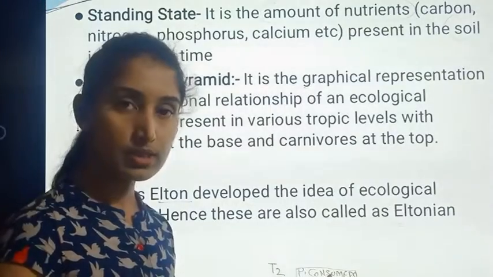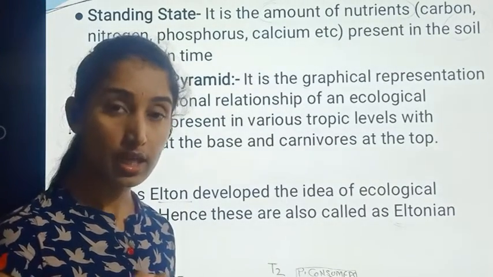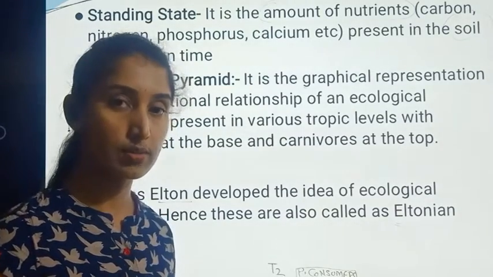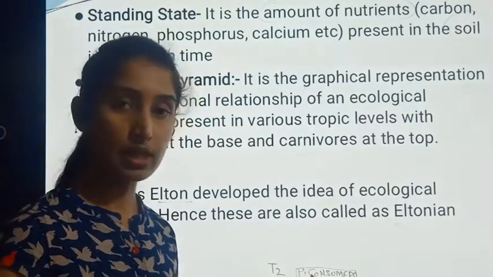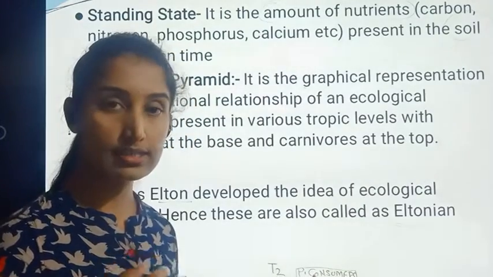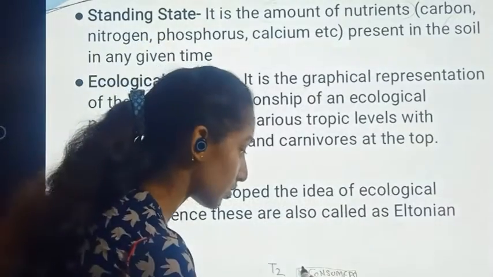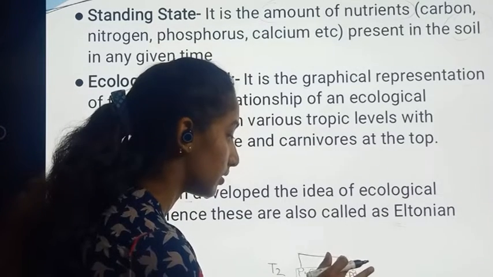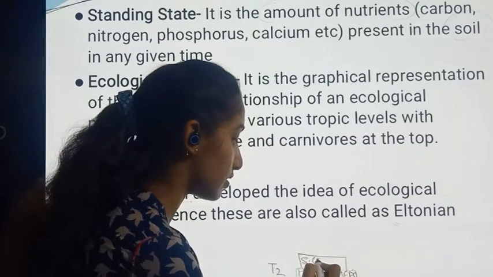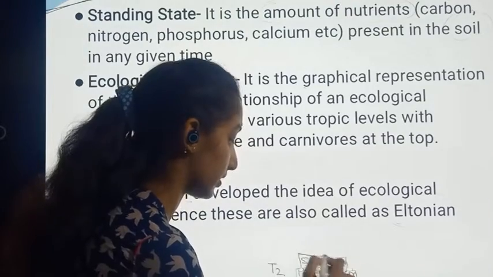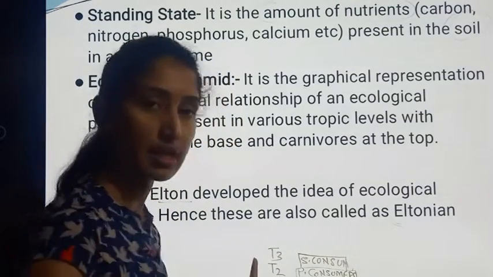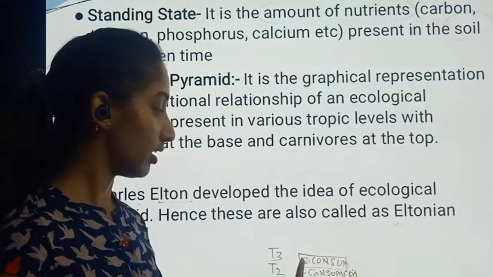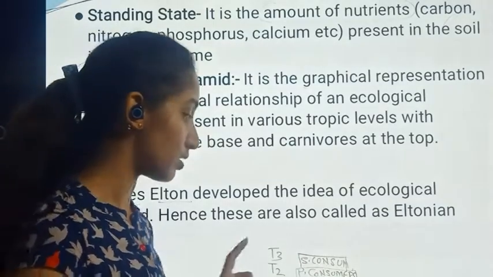The primary consumers are less in number compared to the producers. Always the producers are in larger number compared to the primary consumers. The primary consumers are less in their population. Next to the primary consumers, there will be the secondary consumers. They are placed in trophic level 3. That is, T3 represents the secondary consumers.